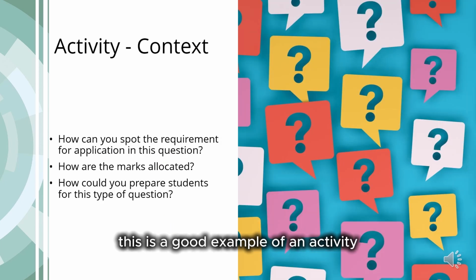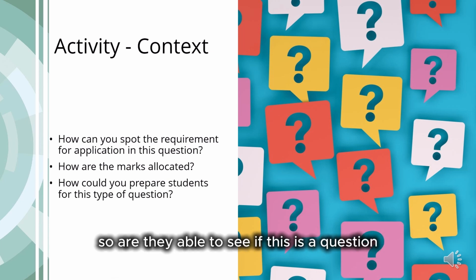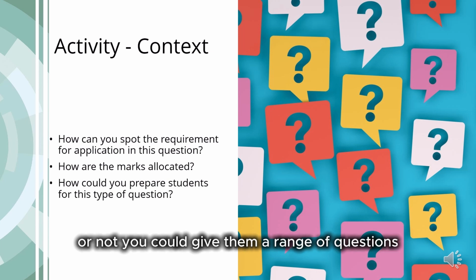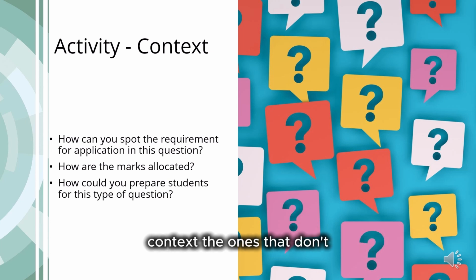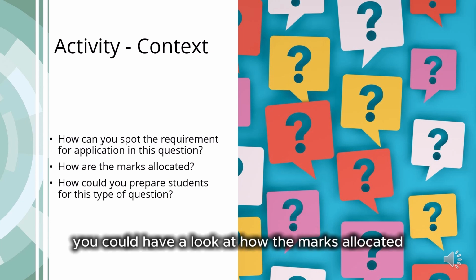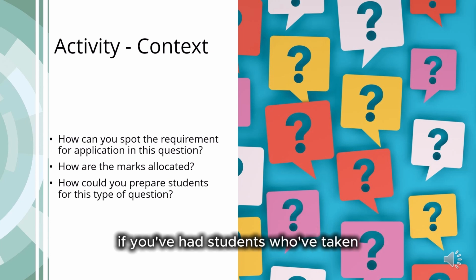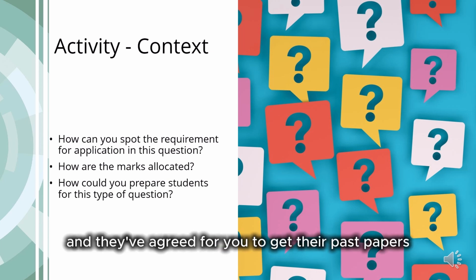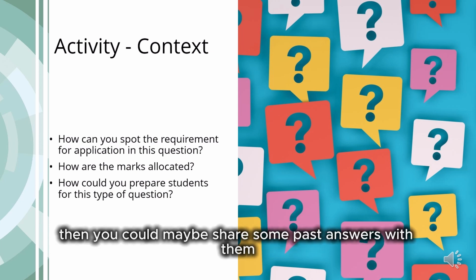This is a good example of an activity that you could do with students when you're doing this sort of task. So things like, can you spot the requirement for application? So are they able to see if this is a question that requires application or not? You could give them a range of questions, and they've got to pick out the ones that do need context, the ones that don't. You could have a look at how are the marks allocated. So you could use the lead examiner reports to give them examples, or if you've had students who've taken the papers in the past and they've agreed for you to get their past papers, and you've anonymised them, then you could maybe share some past answers with them.